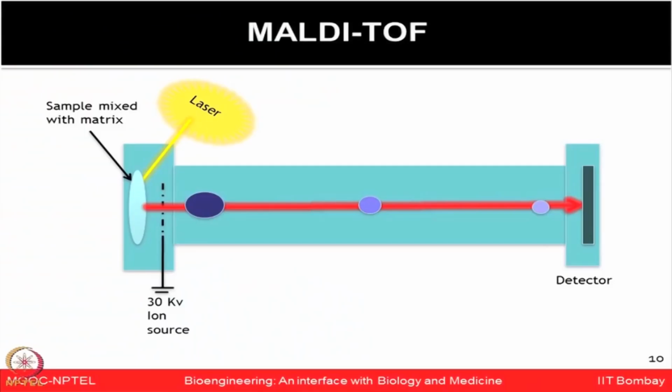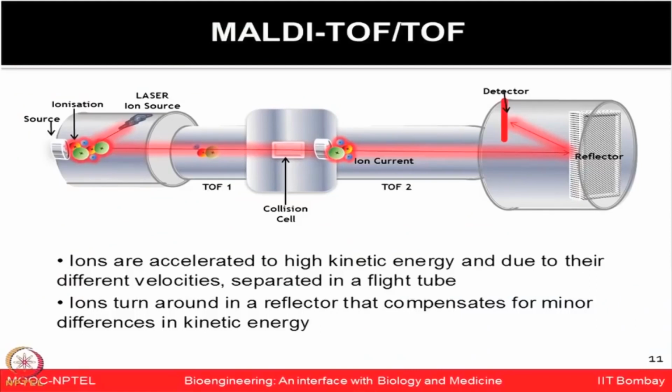You can see this in this diagram that the laser is bombarded. Now, these ions, based on the mass to charge ratio, are flying inside the time of flight tube and reaching the detector. Now, if you have two different types of time of flight tubes, that is the hybrid configuration, you can make multi-TOF.